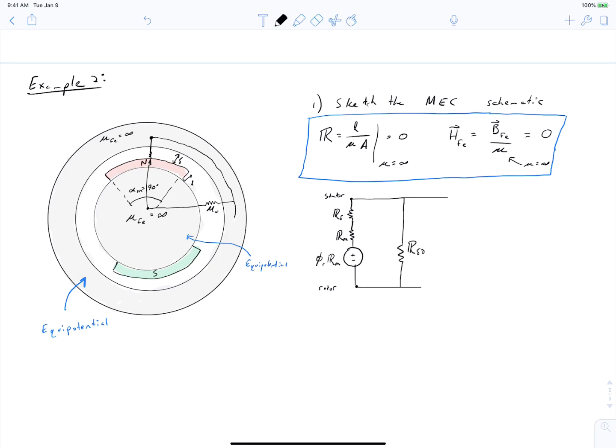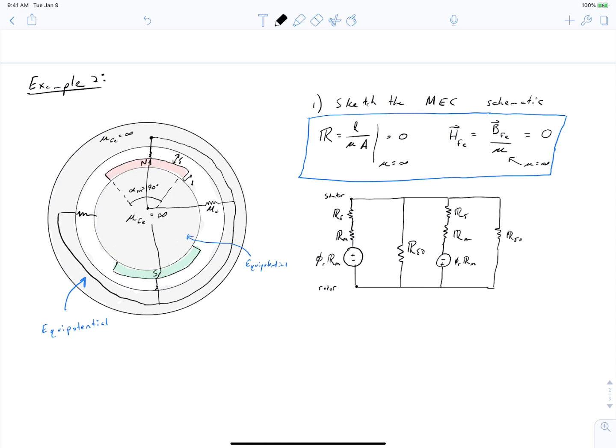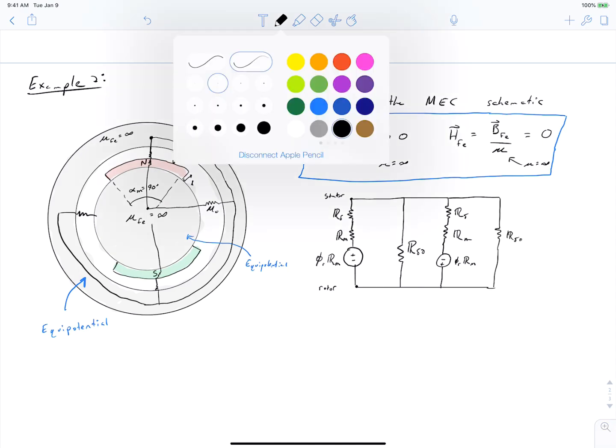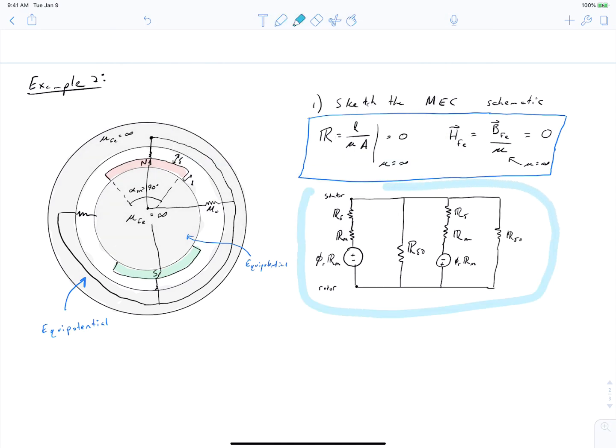And then moving further along here, we have another reluctance that goes to a permanent magnet. And this time the magnet is pushing flux towards the rotor. And then moving along here, we have yet another reluctance that goes through our air gap. And so this is our magnetic equivalent circuit for the motor.